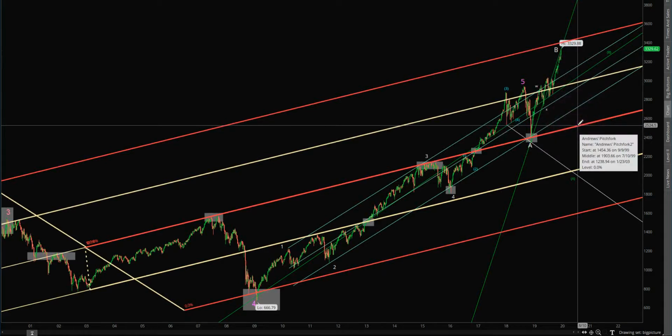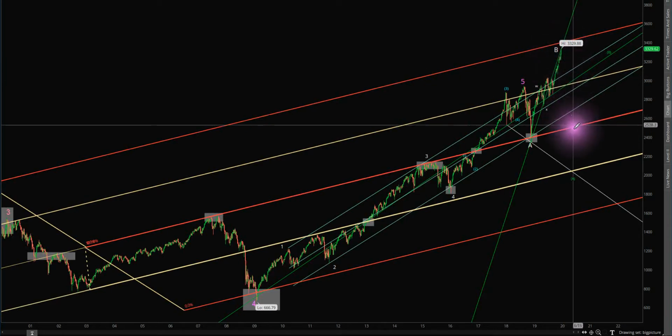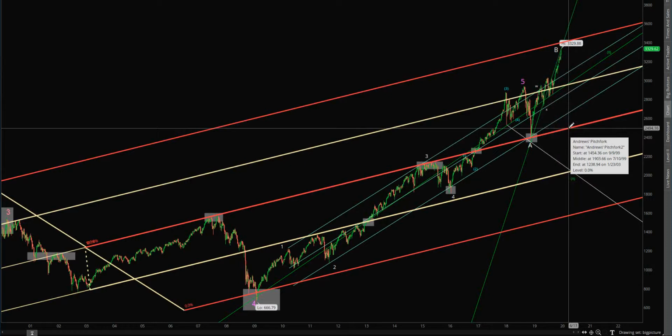When you have 5 waves complete, we can say, okay, we better take our profits here, and we start to go long. But I don't know that at this point. We have to see what we get from here. But it is possible that the A wave low will hold. That is possible.